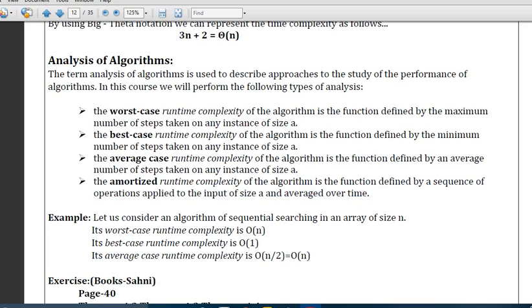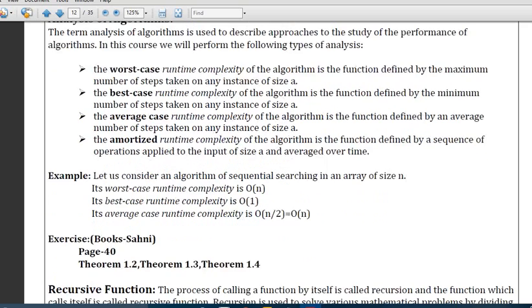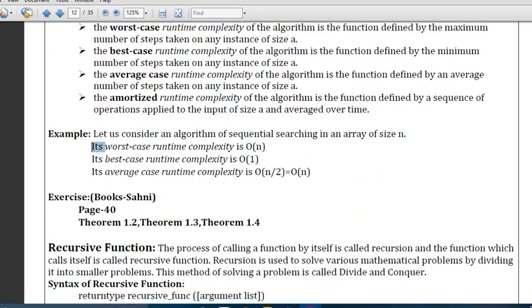Here are the descriptions of each case and also their complexities are given here. Repeating again, those complexities are very important for your examination and viva.